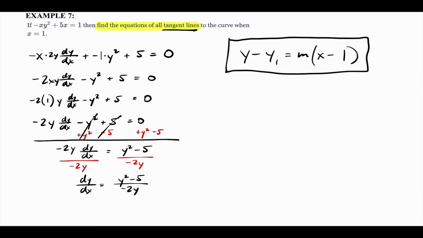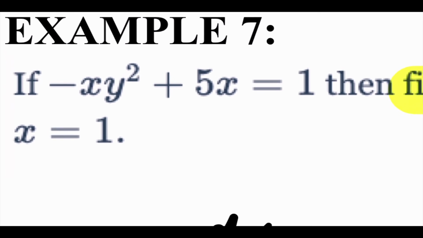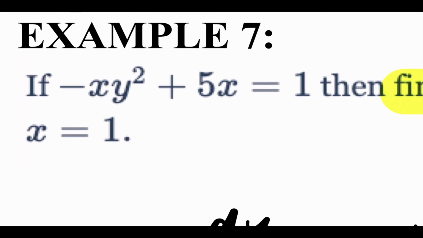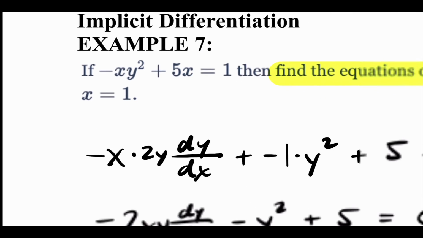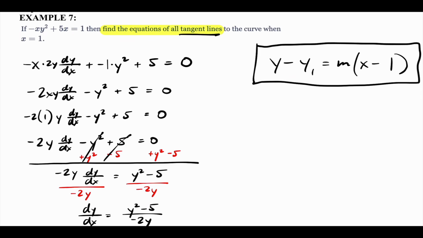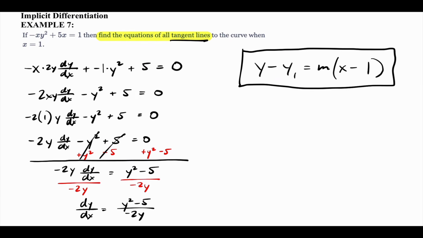How do I find y? Not set it equal to 1. What do I have to do? Plug in 1 to the original. Look at the original. The original has an x and a y. So if I plug in x, I can solve for y. That's what I want, right? So let's plug in 1 to the original. Anywhere I see an x, I'm going to plug in a 1.